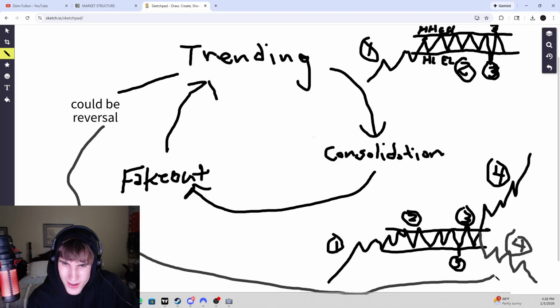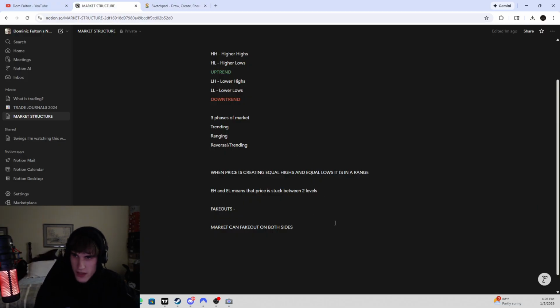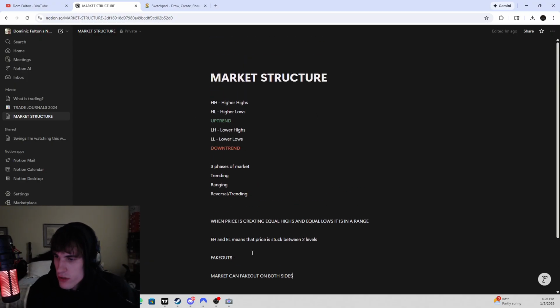So I'm going to draw it. This right here is a reversal because price was in the uptrend. So we were in the uptrend. We consolidated. We faked out on both sides. Then price decided, hey, I don't want to continue to create higher highs, so I'm going to reverse to the other side. So that's what you need to know. That's the main thing you need to know about market structure. So let's look at some examples on the chart.